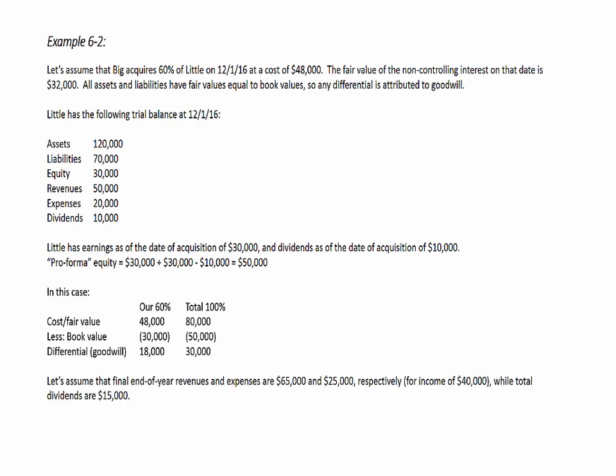Now let's assume that the final end-of-year revenues and expenses are $65,000 and $25,000 respectively, for a total income of $40,000, while total dividends are $15,000.